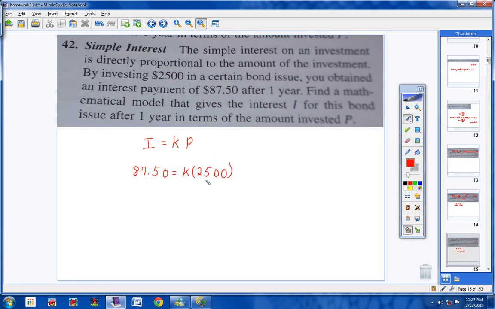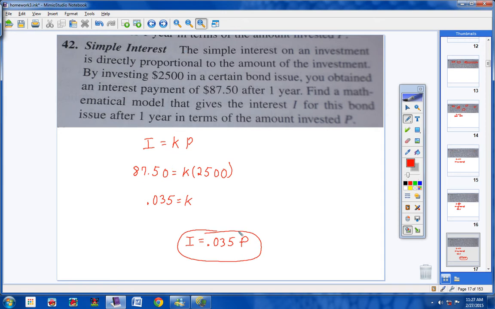So I put these numbers in, divide both sides by 2,500, and there's K. So now where K is right here, I'm going to put what? 0.035. So there we go. Alright. Now, let's see what it says to do. It looks like I'm done, is let's find a mathematical model, which I did right here, that gives interest I for this bond in terms of P, and this is interest in terms of P. So we did it. That's it. That's all they want you to do. So very good. So they want you to solve for K and then write a mathematical model. So there's the mathematical model. So you tell me the principal that you invest, and I will tell you how much interest you get out after 1 year.